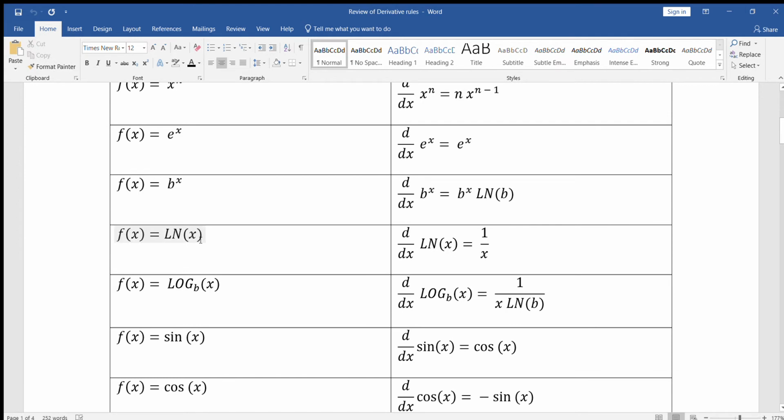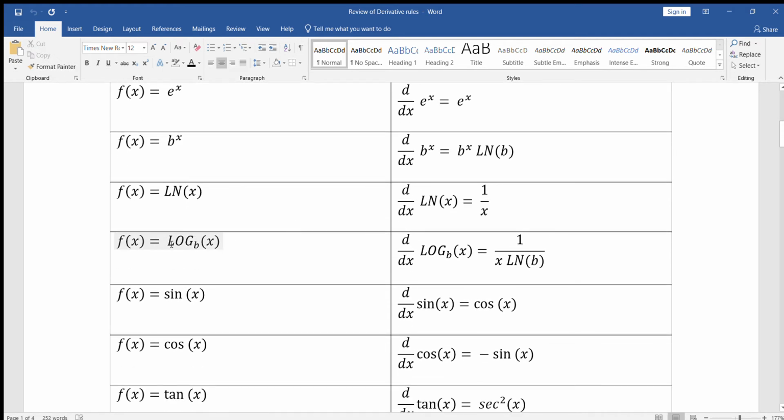The derivative of the natural log of x, that is log base e, the derivative of the natural log of x is 1 over x. The derivative of log base b of x is going to be 1 over x times the natural log of b in that denominator.